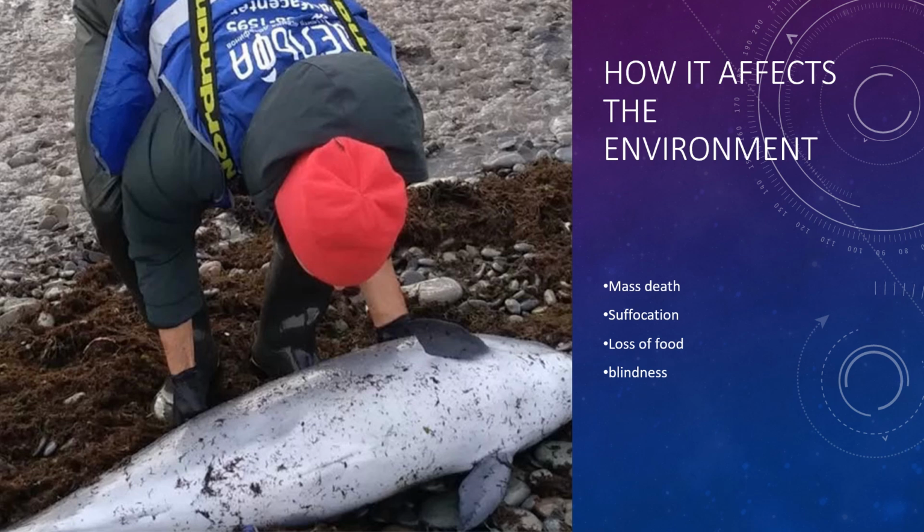How it affects the environment. Large-scale oil spills affect the environment by causing mass death among the animal life in the area. This can lead to suffocation of the animals affected, where oil gets into the gills or lungs of the animal in question and then causes breathing difficulties, which the animal will then spend slowly dying on the ocean floor to eventually wash up on the shore.